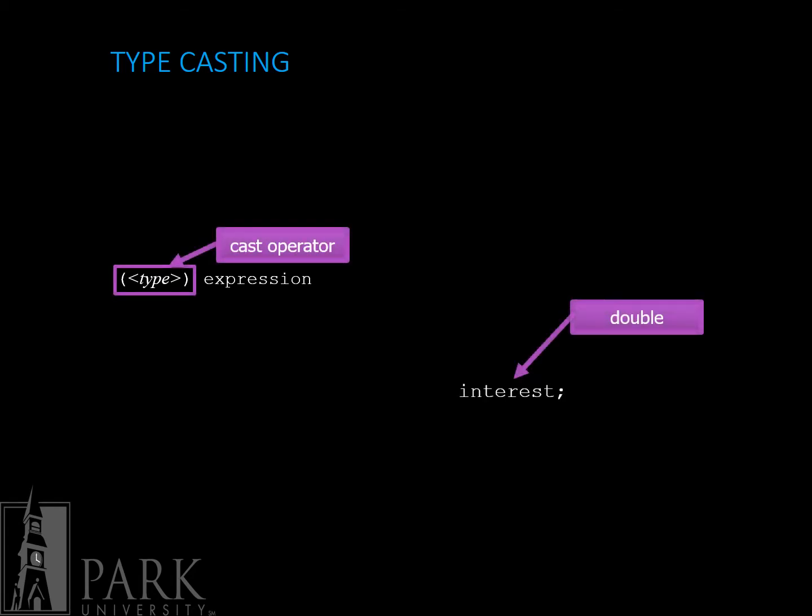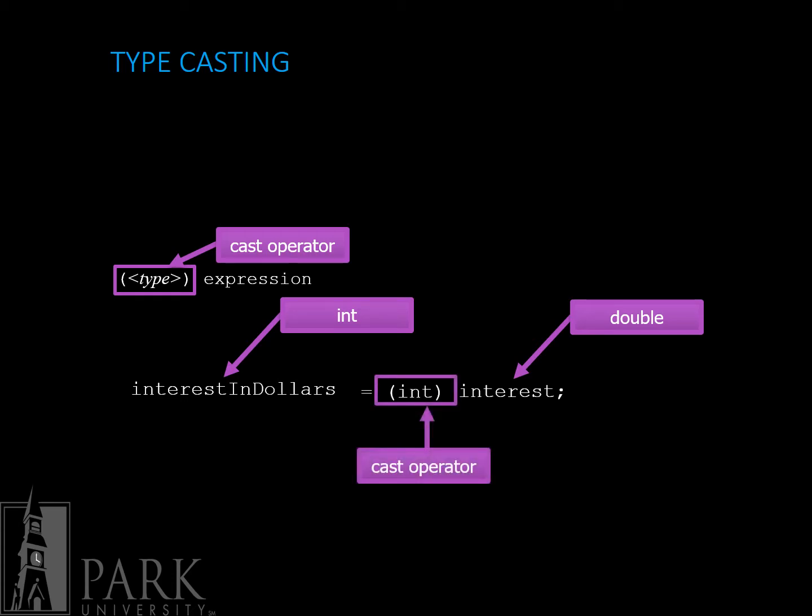So say you have a variable called interest that stores a bank account's interest as a double. And you'd like to extract the dollars portion of this and store it in a variable named interestInDollars. To do that, you'll use the cast operator like this. Here you can see the int as the cast operator. And the compiler will be more than happy to take the decimal portion of whatever's in interest and store it in interestInDollars. And remember that it's going to just truncate the decimal. It's not going to do any rounding.